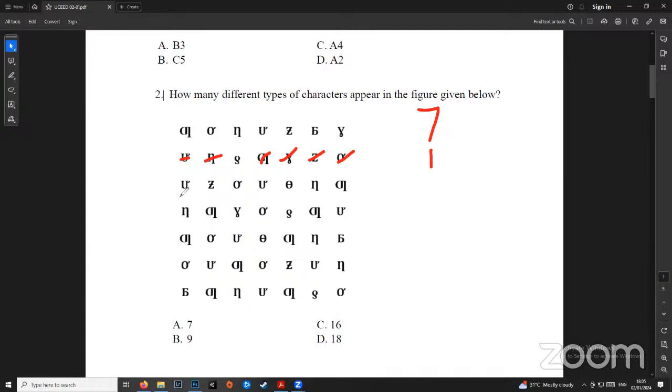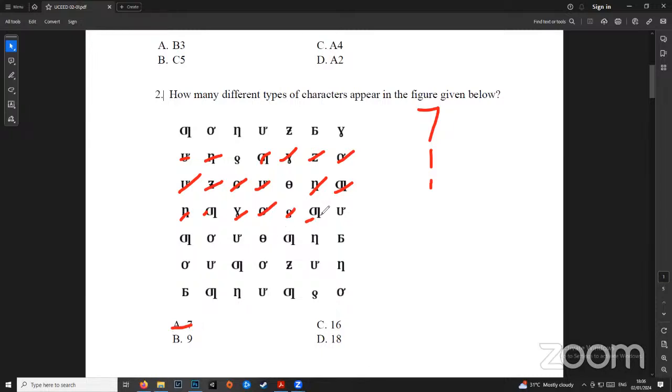So 1 from this row, this is used, this is used, this is used, this is used, this seems not to be used, this is used, this is used. So again 1 from this row, 1 from this row, right? Then again this is used, this is used, this is used, this is used. So I'm at 9 already, right? So 7 is eliminated as an answer.